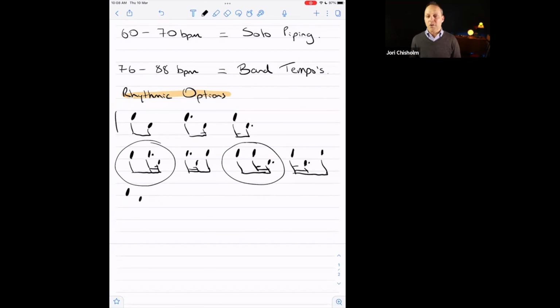Then we get 4-note groupings. If you imagine you took each one of those eighth notes and split it into a 16th, you'd have 4/16. But remember, we mentioned that we don't have even 16ths, we need dots and cuts. So it could be dot, cut, dot, cut. It could be the reverse of that. It could be cut, dot, cut, dot.